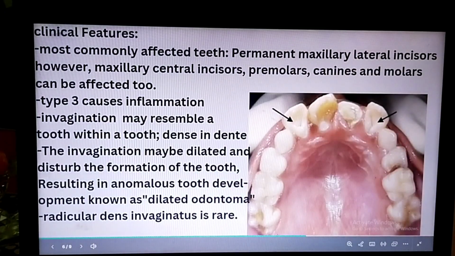Now we'll see the clinical features. Most commonly affected teeth: the most commonly affected teeth are maxillary lateral incisors, but occasionally maxillary central incisors, premolars, canines, and molars can also be affected.